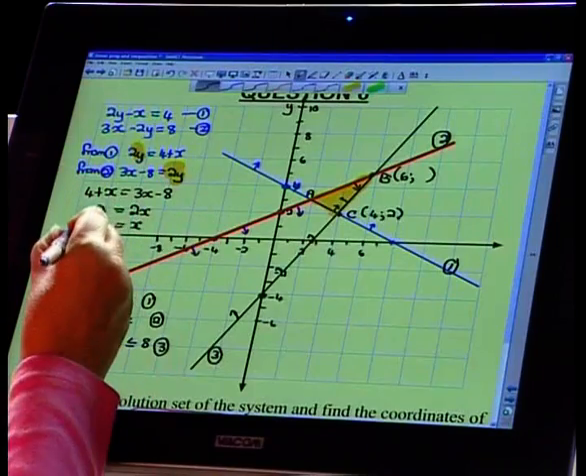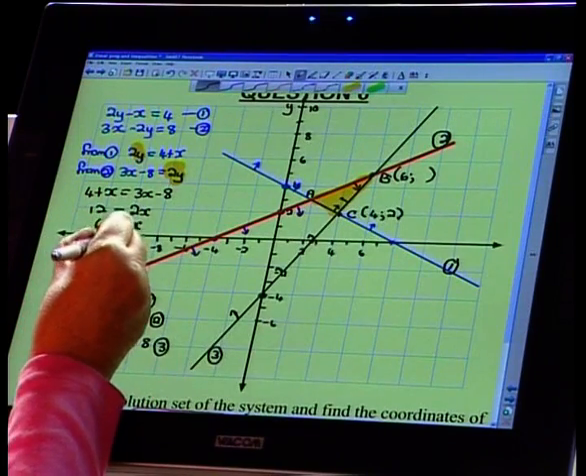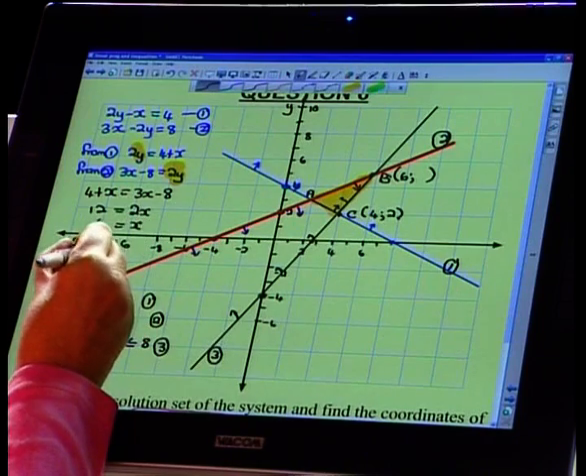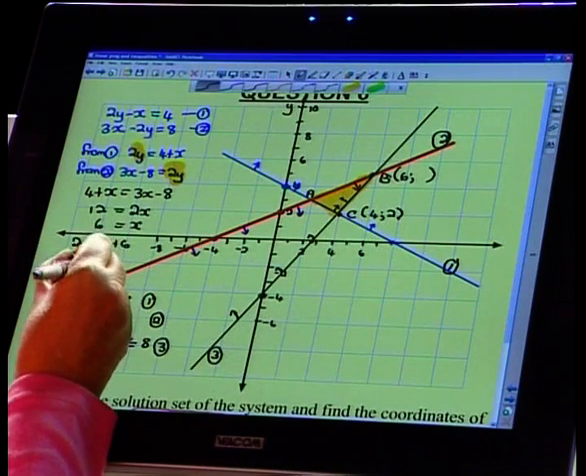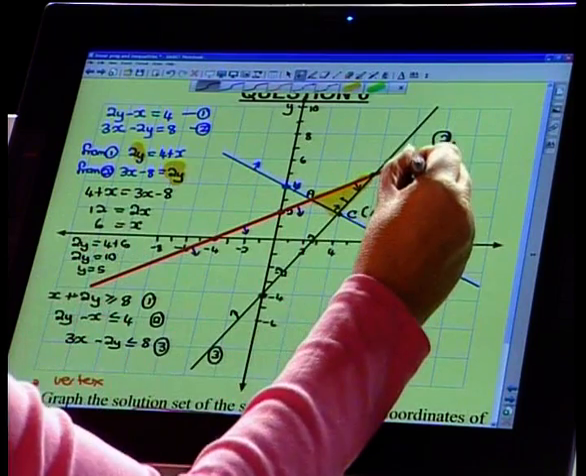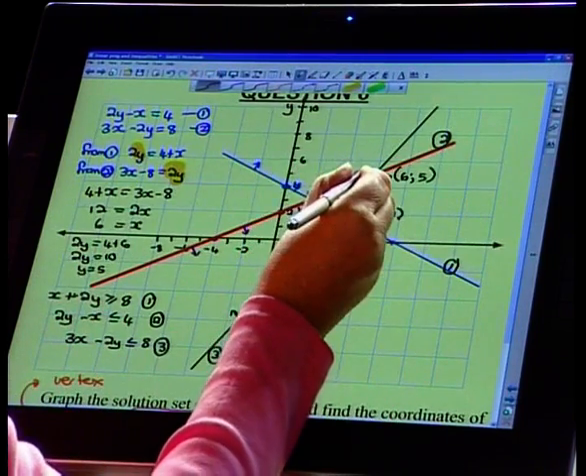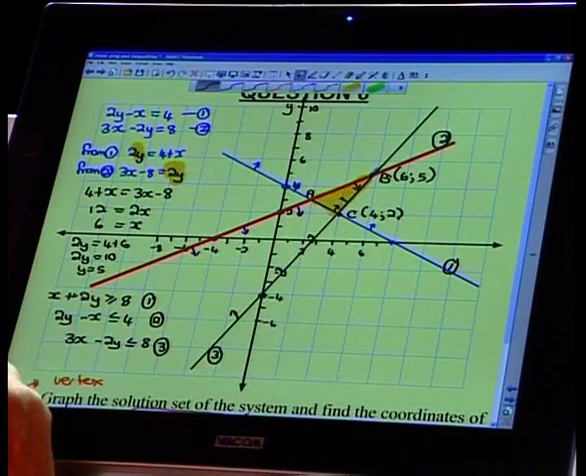Now I can go back to either equation. So let's go to this one, and it's 4 plus 6. So 2y is equal to 10. So y is equal to 5. So this is the coordinate 5, and that was pretty good. You can see that was more or less correct. So B's coordinate is 6, 5.